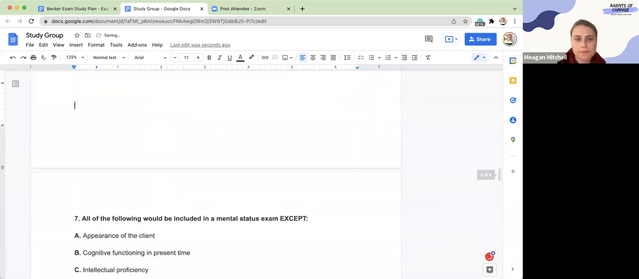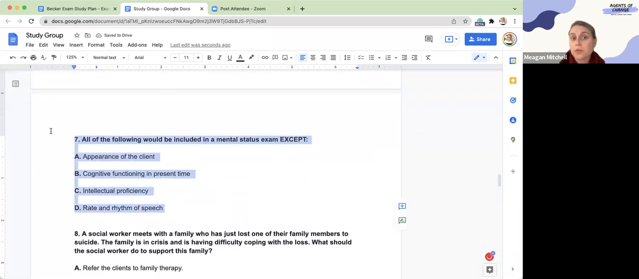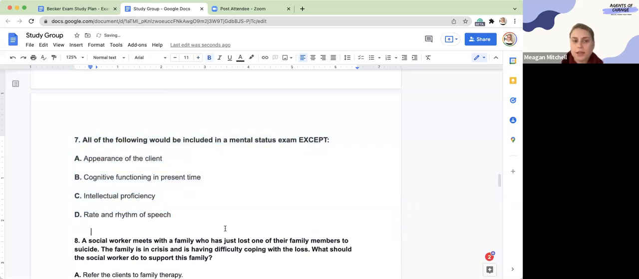Number 7. This is basically a recall question. You're going to get very few of these on the exam, but you need to know the details of it. Number 7, all of the following would be included in a mental status exam, except. So we're looking for what would not be included in a mental status exam. You need to know what a mental status exam is and what it entails. What would you not include? A, appearance of the client. B, cognitive functioning in present time. C, intellectual proficiency, or D, rate and rhythm of speech.